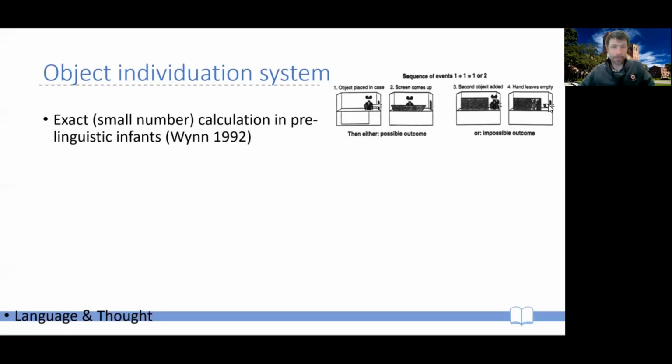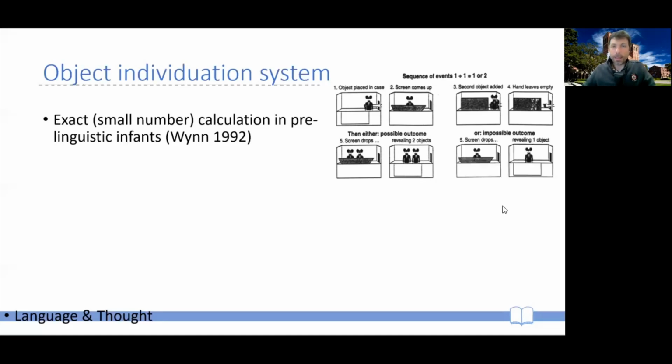Now here's what's interesting. Then one of 2 things happens. Either the screen comes down, and indeed there are 2 little objects, which is exactly what you'd expect. So this is a possible outcome. Or by magic, the screen comes down and there actually is only 1 little object, despite the fact that they saw one come in at the beginning and then saw a second one come in. Obviously there's a small trapdoor by which the experimenter can remove one of the objects without being seen.